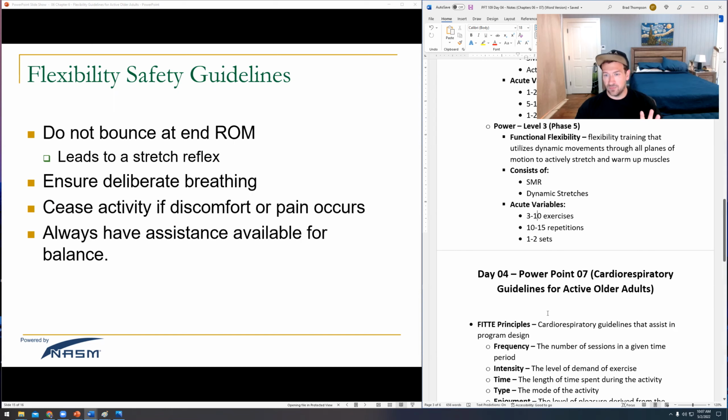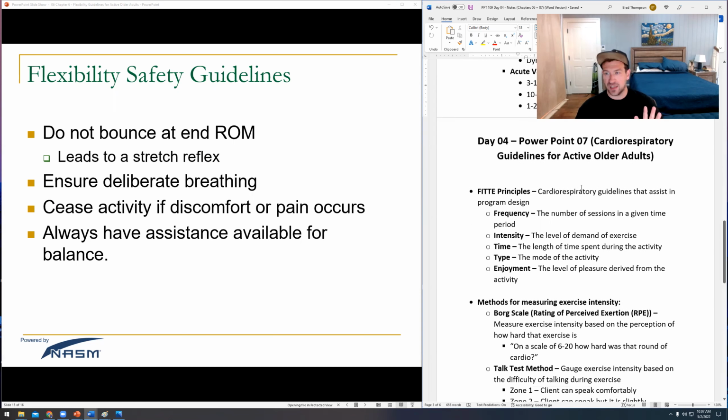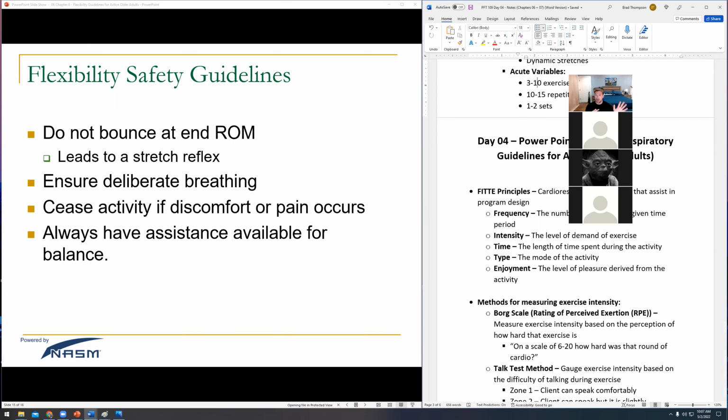Now, any questions on any of that before we sort of wrap up this section? How do you guys feel about those exercise selections? It's hard. Sure. Yeah, but what do you need help on?